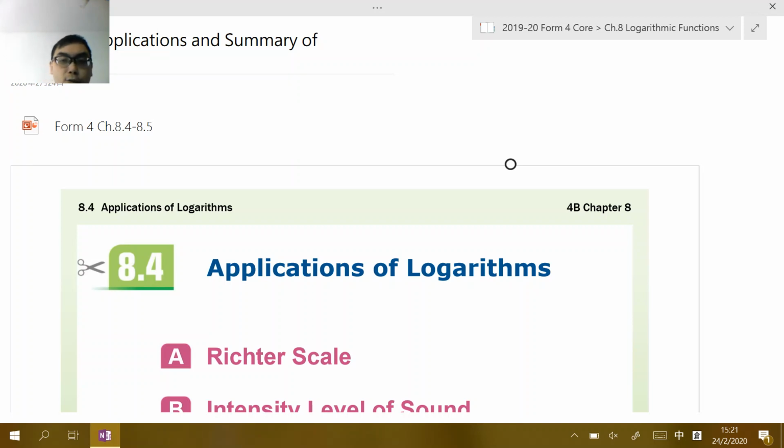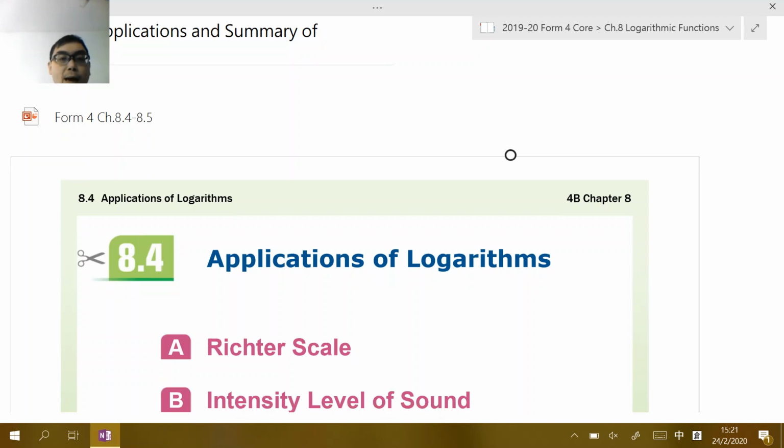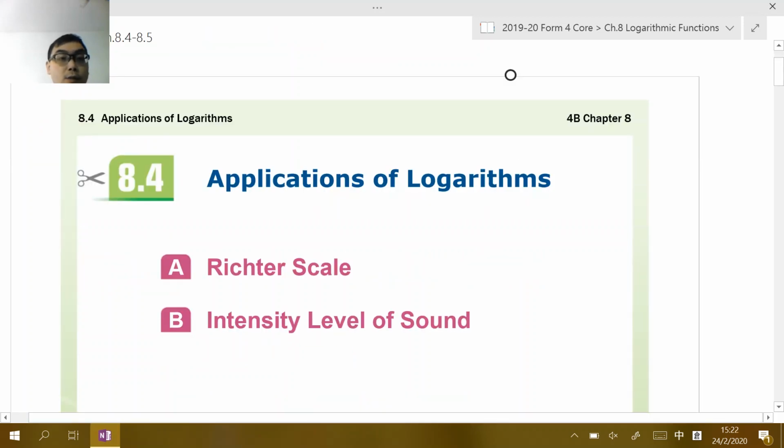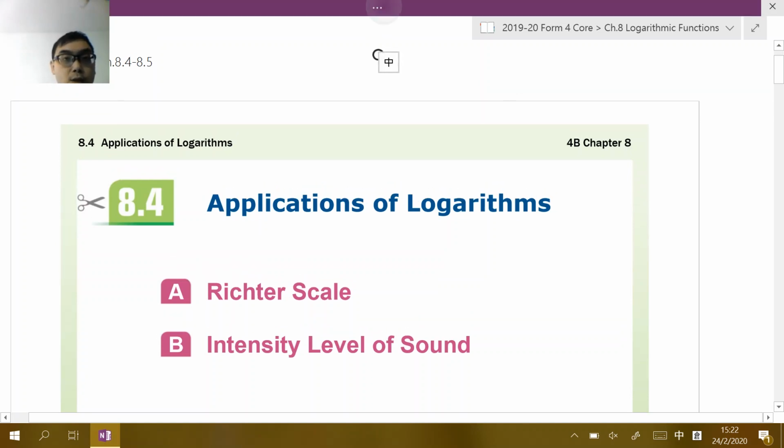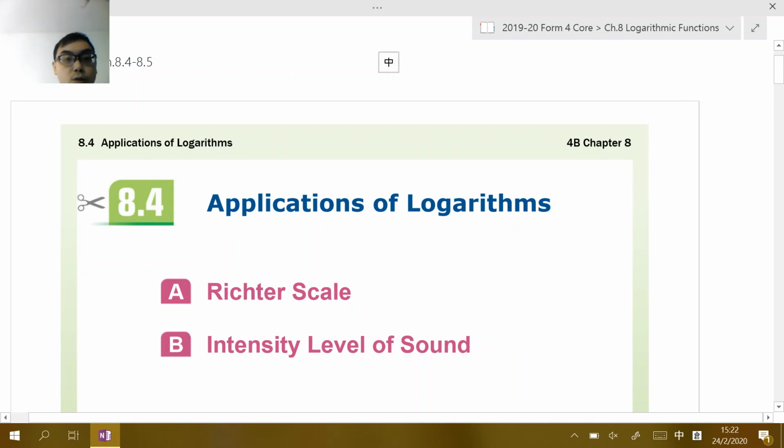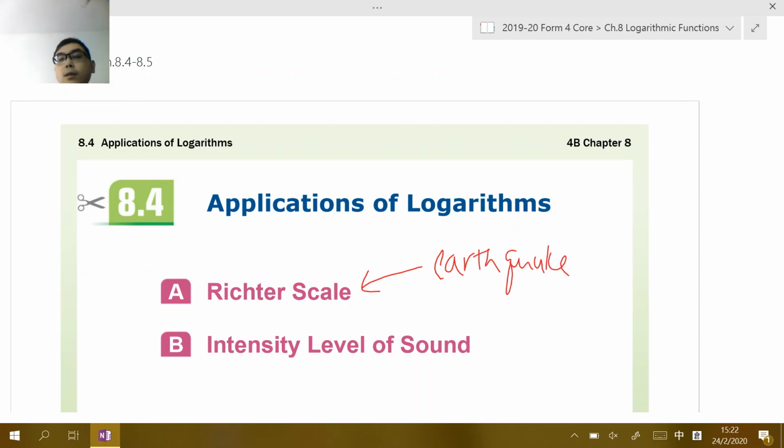Okay, so for Chapter 8.4 and 8.5, the book tells you about some applications of logarithms in science. For example, you can see that the first one is called the Richter scale. Actually, the Richter scale is the measurement after the earthquake, 地震 in Chinese. That means the logarithm is also one of the measures for scientists to measure how strong an earthquake is.